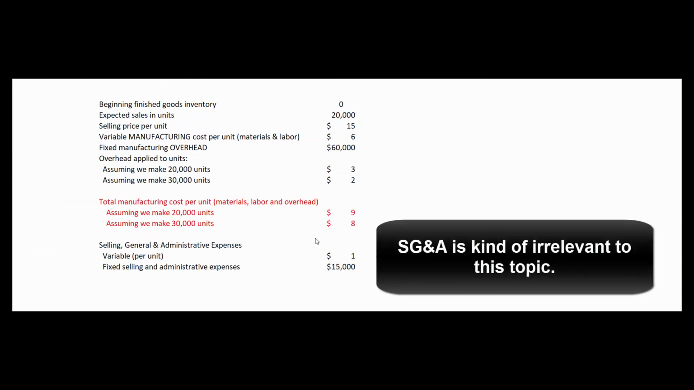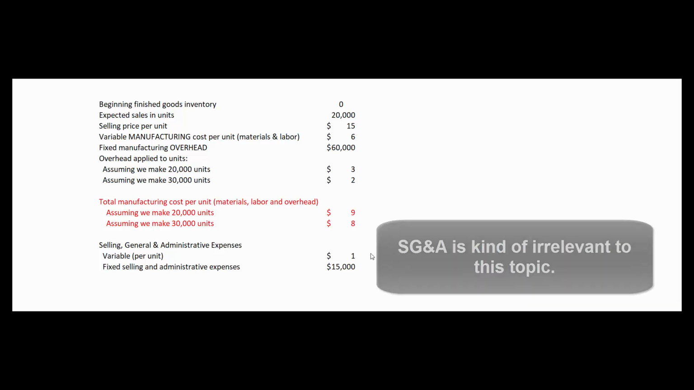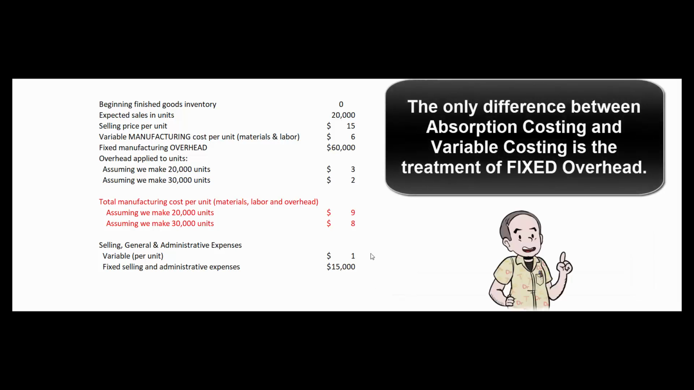And finally, the SG&A: there's a variable part of $1 per unit and fixed selling and administrative expenses of $15,000. The only difference between absorption costing and variable costing is the treatment of fixed overhead. SG&A is the same, variable costs are the same. The only difference is fixed overhead.